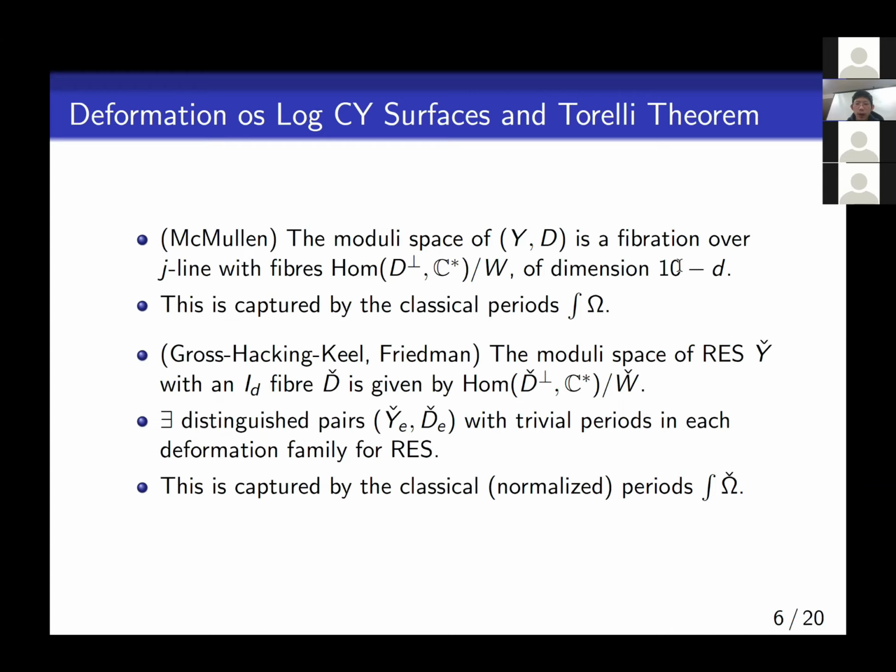This is of dimension 10 minus d. This moduli space can be captured by the classical periods: you consider the holomorphic 2-form on X and integrate over 2-cycles in X. This is another description, which is useful in the later part of the talk.